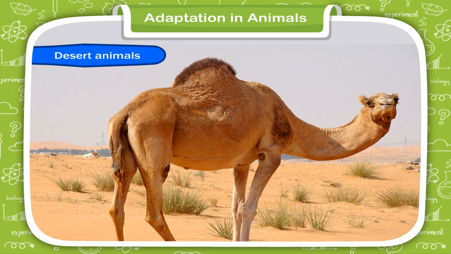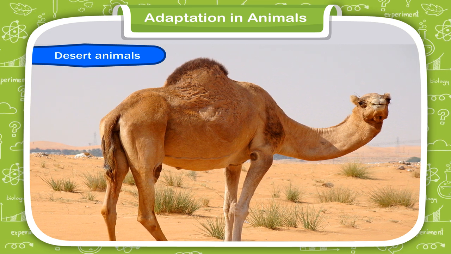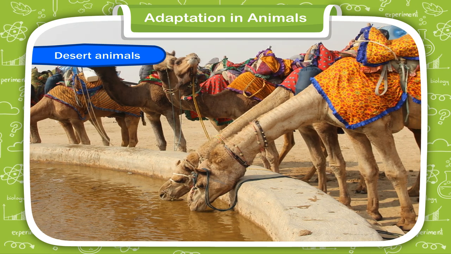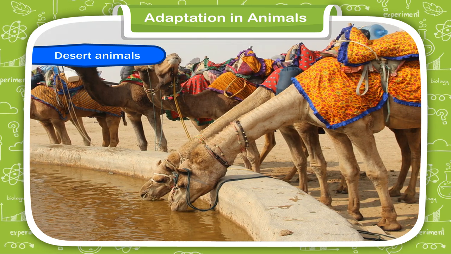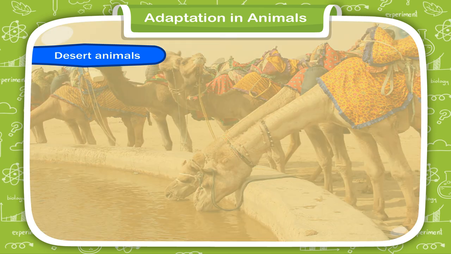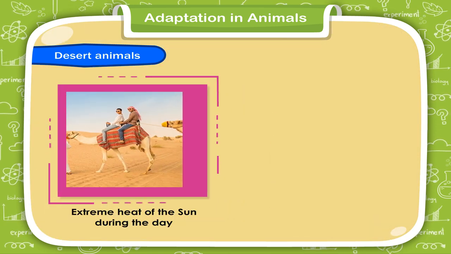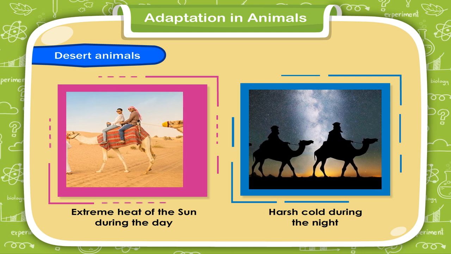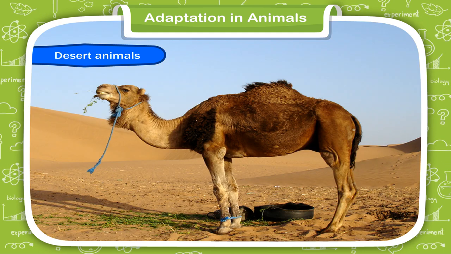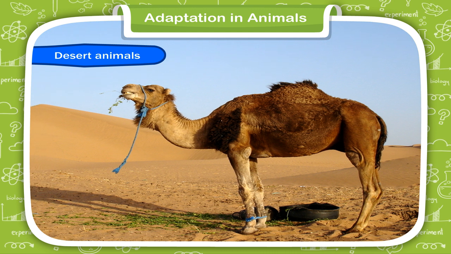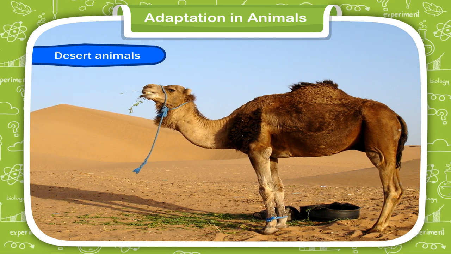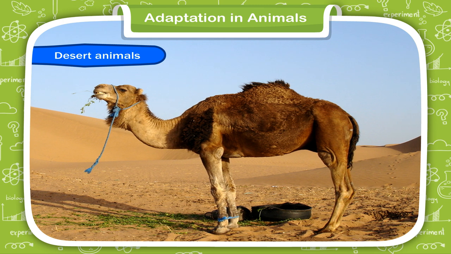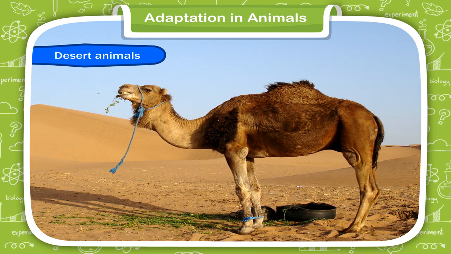Desert animals. Camels live in deserts. The climate is cold at night and extremely hot in the day. Camels get very little water to drink. The camel is able to protect itself from the extreme heat of the sun during the day and harsh cold during the night because it has several adaptations. It can live without food and water for a very long time. It can live on the fat which it stores in its hump for several days.